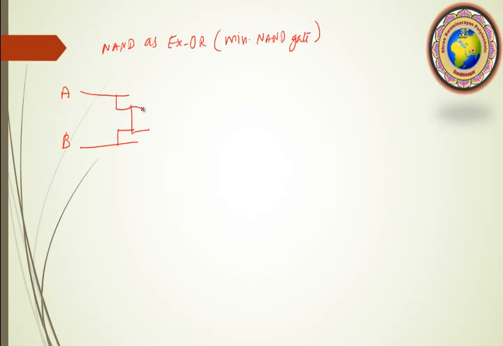So here I just explain. Our title is NAND as XOR using minimum NAND gates. First of all, remember we have 2 inputs, A and B. Both A and B go into a NAND gate, so I get (A dot B) bar, and this (A dot B) bar I give here.